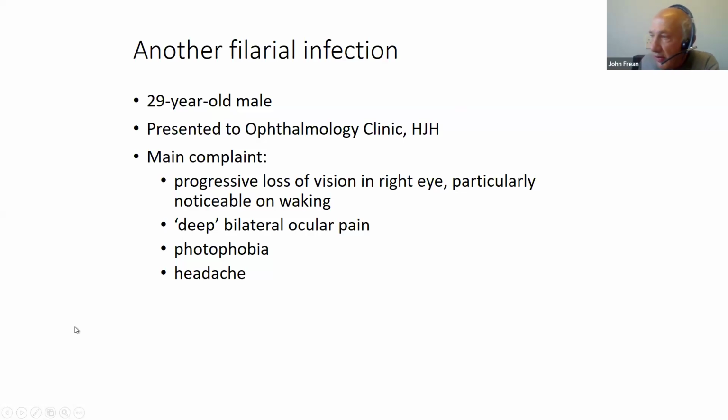So here's another filarial infection. This patient presented to the ophthalmologists at Helen Joseph Hospital quite a long time ago now. And this patient had a progressive loss of vision in his right eye, particularly when he was waking up. He was aware of that and felt a bilateral ocular pain deep inside the eye. There was some photophobia and a headache.